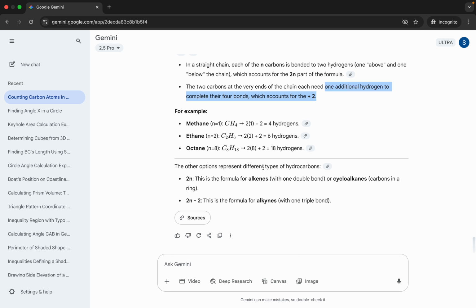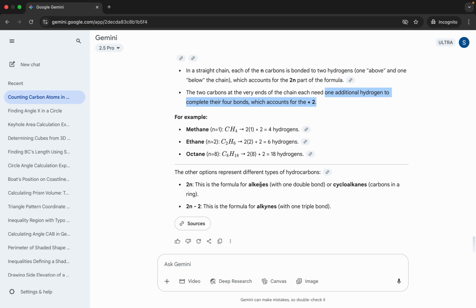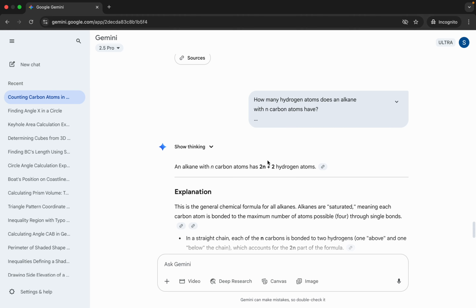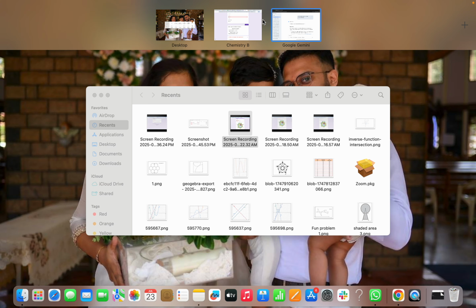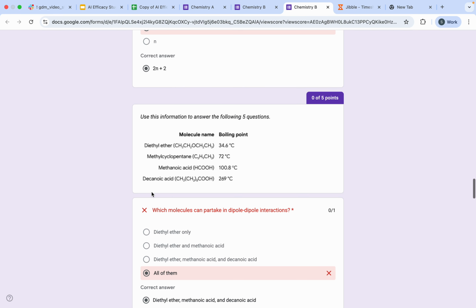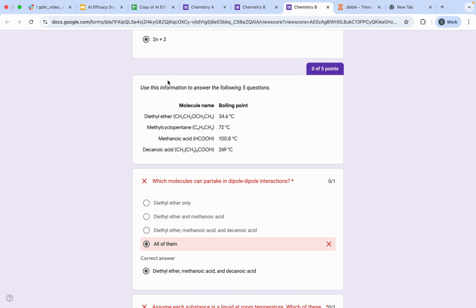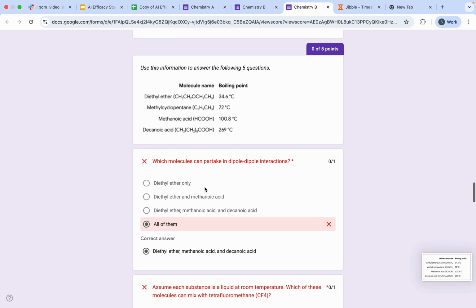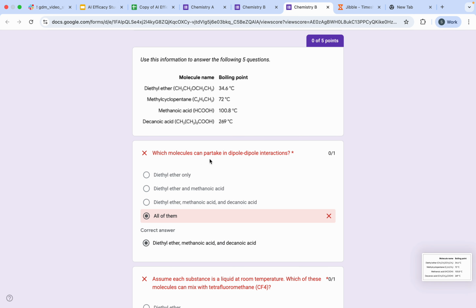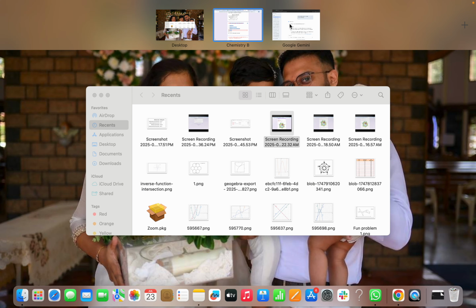The other options represent different types of hydrocarbons: 2n minus 2 and 2n are alkenes and alkynes. So the answer is 2n plus 2. Now, use this information to answer the following 5 questions. Let's take a screenshot of this. Which molecule can partake in dipolar interaction? Let's ask this question to Gemini.